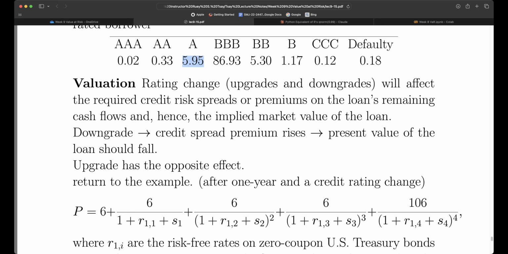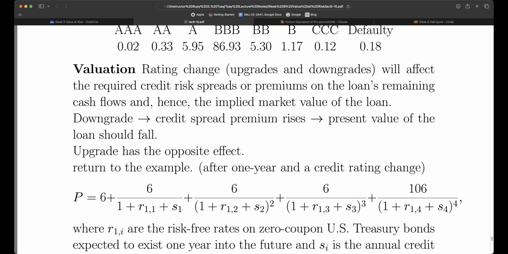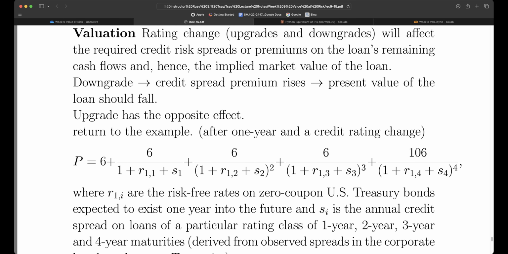Now return to the example. After 1 year and the credit rating changing, because it is 6% on $100, we have how many years? 5 years. So we have 1, 2, 3, 4, 5. Over 5 years we receive $6 each year, but at the end of 5 years we receive $106, and then we have to discount it, where the discount rate is basically from the risk-free rate on zero coupon US Treasury bonds.